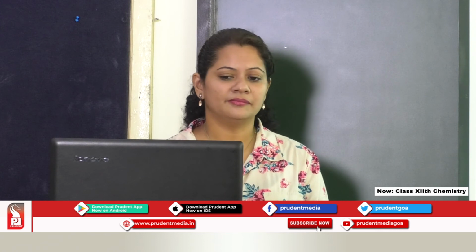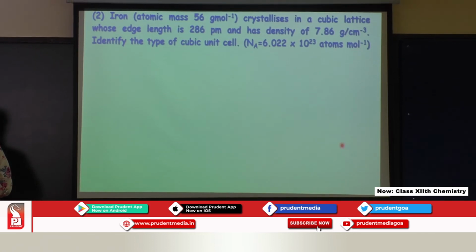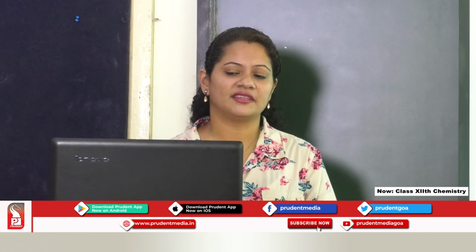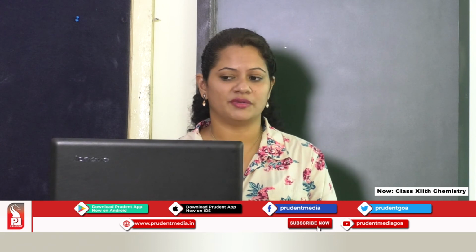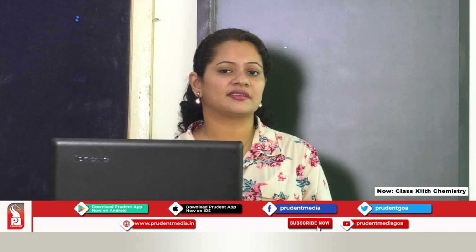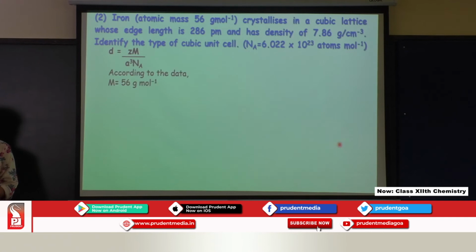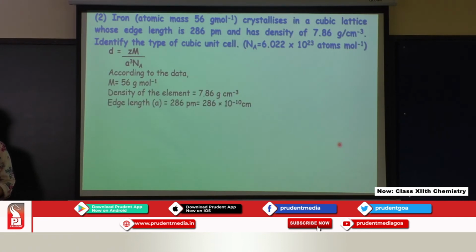Another example: iron having atomic mass 56 grams per mole crystallizes in a cubic lattice whose edge length is 286 picometers and has a density of 7.86 grams per centimeter cube. Identify the type of cubic unit cell. We use this formula, density is equal to ZM upon A cube N_A. We list out all of the data.